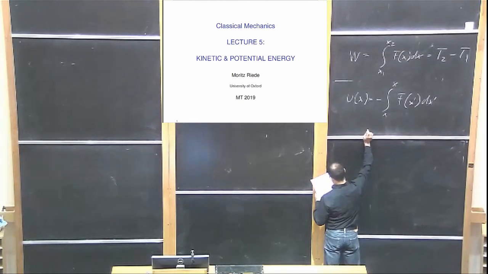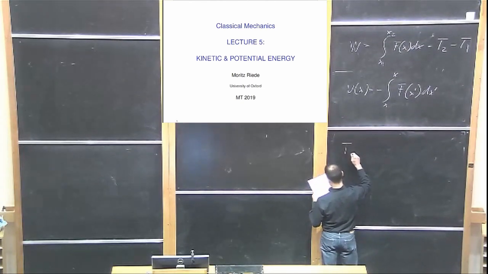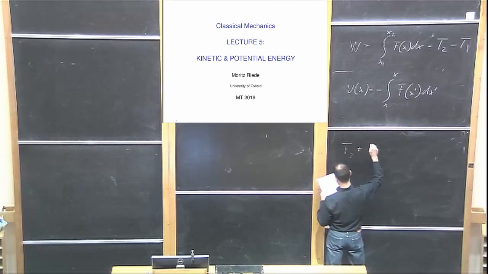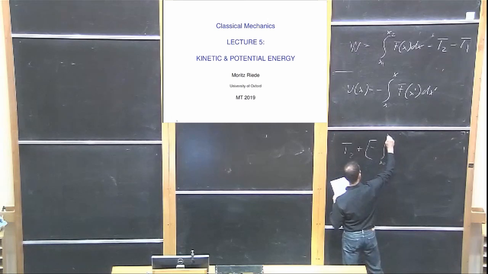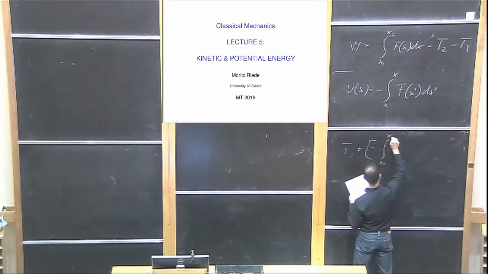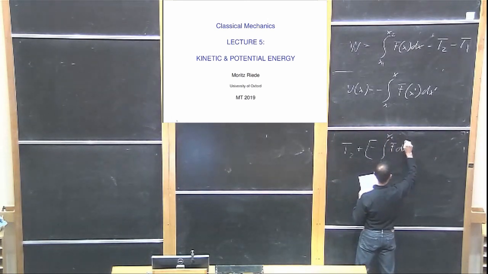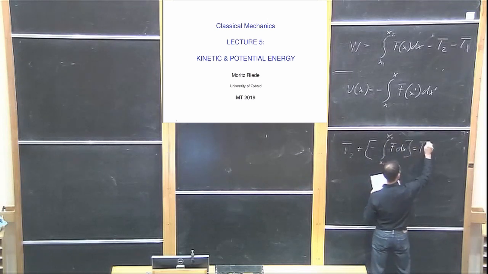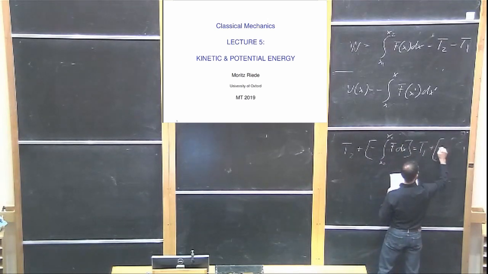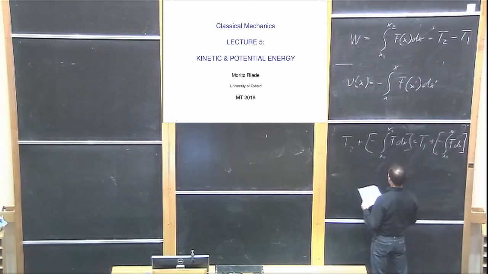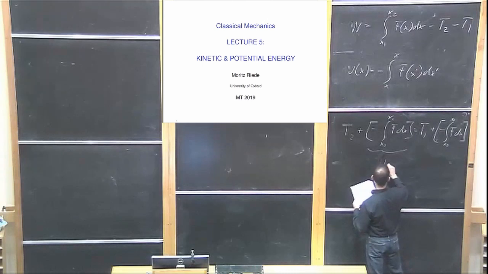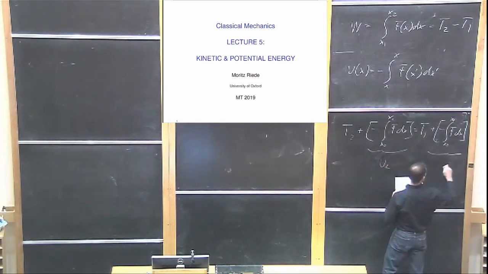And then we rewrote conservation of energy: T2 plus minus the integral from some arbitrary reference point x0 to x2 of F dx equals T1 plus the same from the reference point x0 to x1 of F dx, and this is then our U2, and this is our U1.